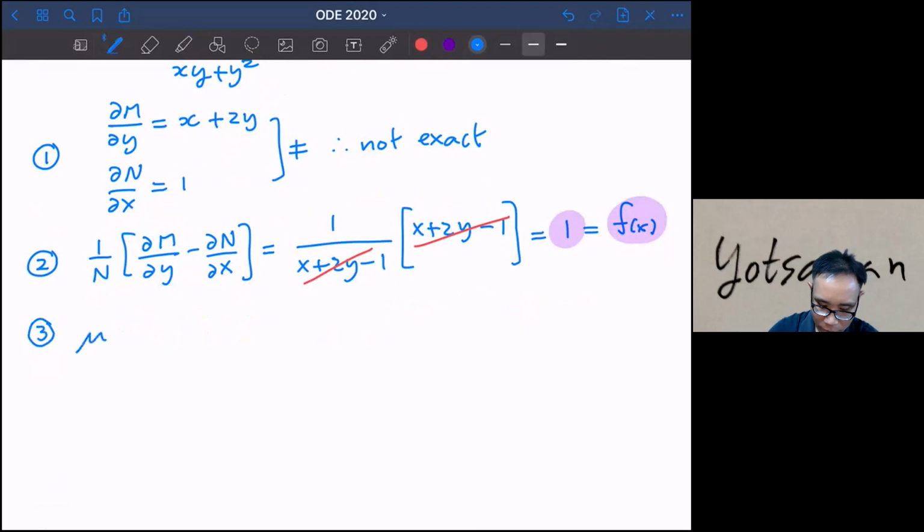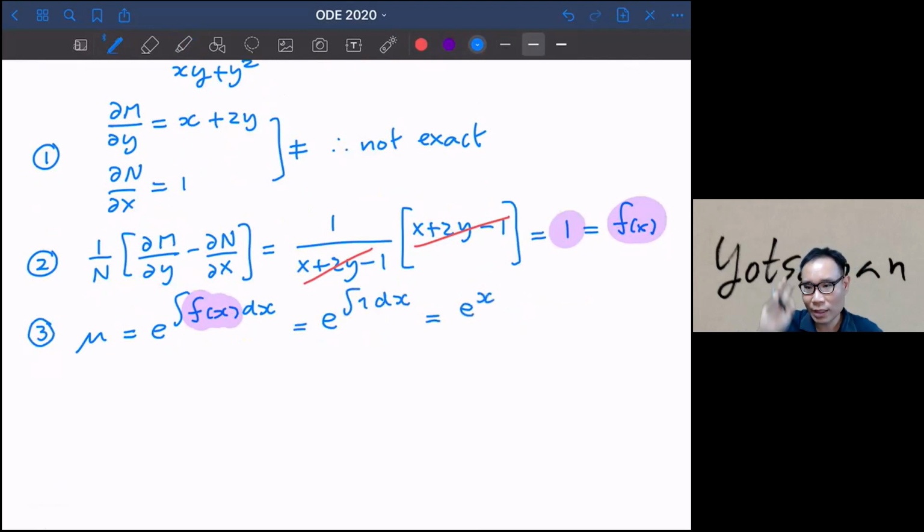And you're gonna have mu equal to e to the integral of f(x) dx. So this would lead you to your 1. So it's gonna be e to the integral of 1 dx, so this one will be e to the x. No need to plus C anything. So it's gonna be just one integrating factor that we need.